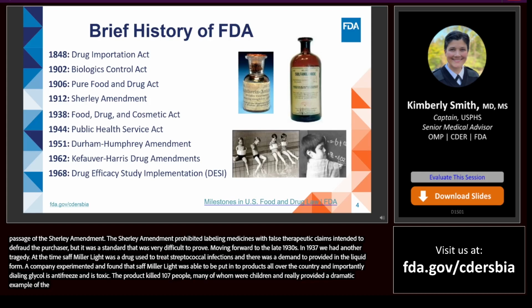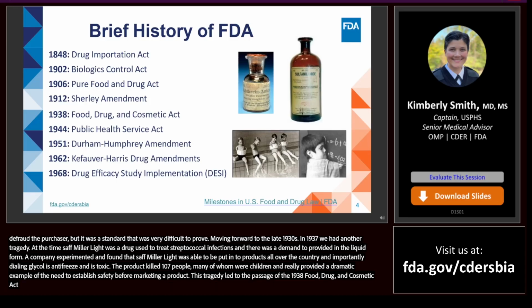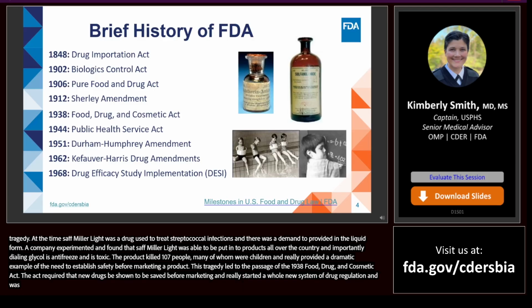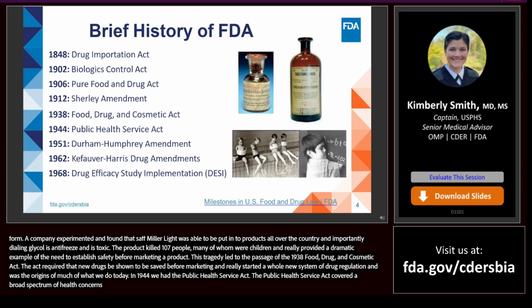This tragedy led to the passage of the 1938 Food, Drug, and Cosmetic Act. The act required that new drugs be shown to be safe before marketing and really started a whole new system of drug regulation, and it was the origins of much of what we do today. In 1944, we had the Public Health Service Act. The Public Health Service Act covered a broad spectrum of health concerns and included provisions related to the regulation of biological products. In 1951, we had the Durham-Humphrey Amendments.